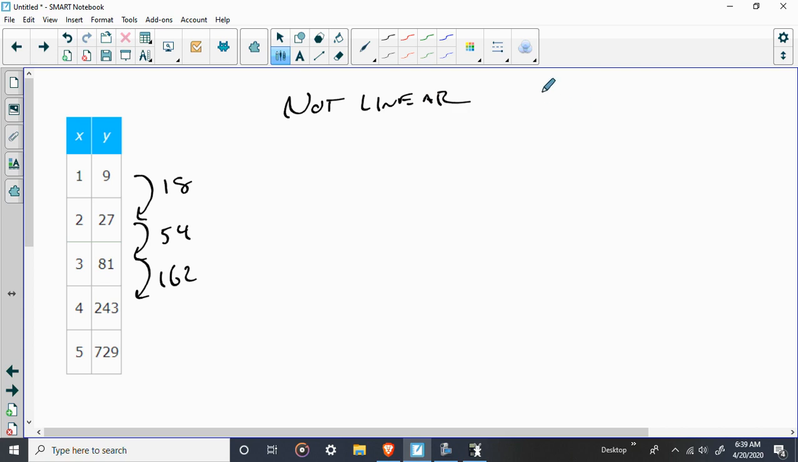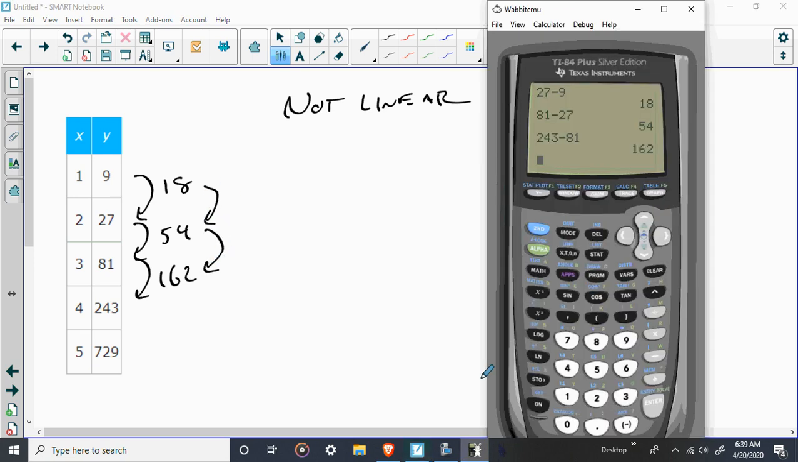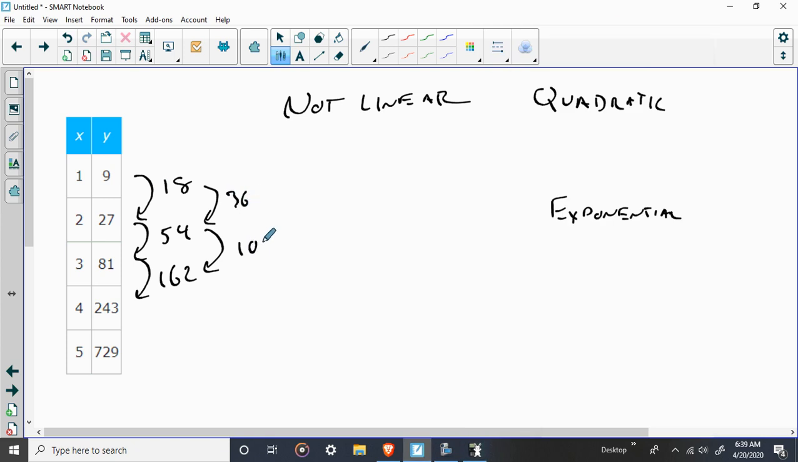Okay. Now is it quadratic or exponential? Now again, we have to take a look at these secondary numbers. What's my difference here and what's my difference here? Well, we've got 54 minus 18. That's going to be a difference of 36. And 162 minus 54, what's your difference going to be? 108. So 36 and 108. So again, definitely not quadratic. So this one is going to be exponential.